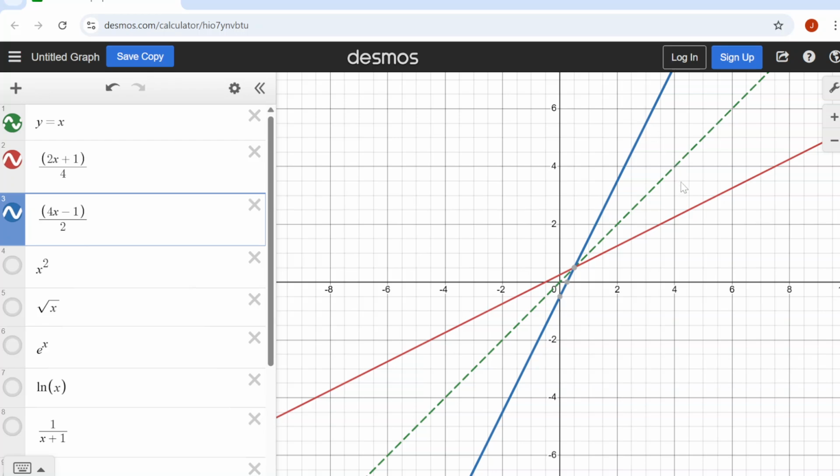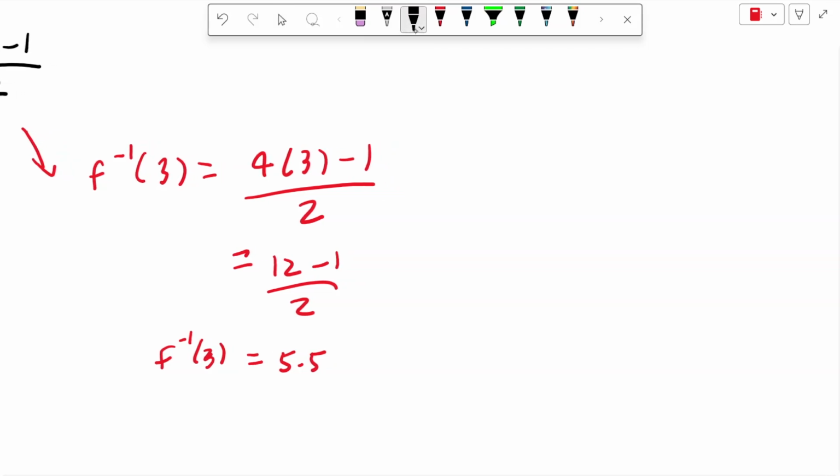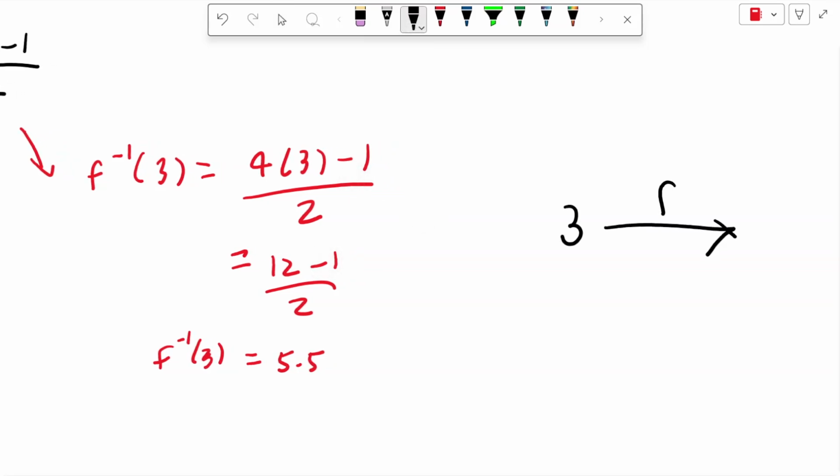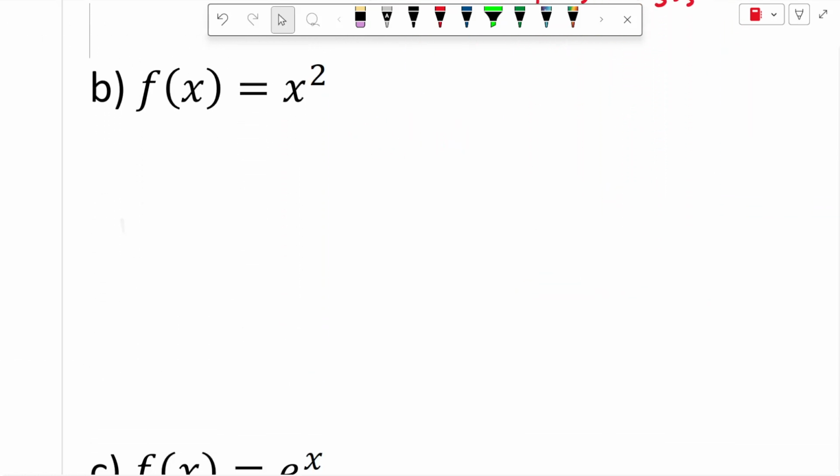That also means that if I plug in 5.5 to the original function, there, I should get 3 for the y value. So what that tells you is that if I plugged 3 into f, I should get 5.5. And also if I went back with f inverse of 5.5, I should get 3. And I'm hoping you can see why they need to pass the horizontal line test for it to be an inverse. Now, f of x equals x squared.